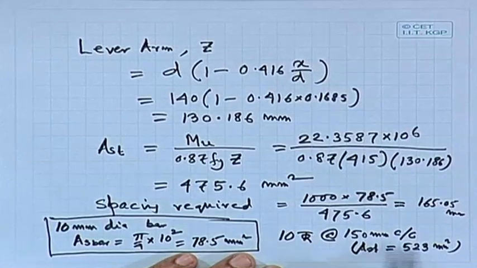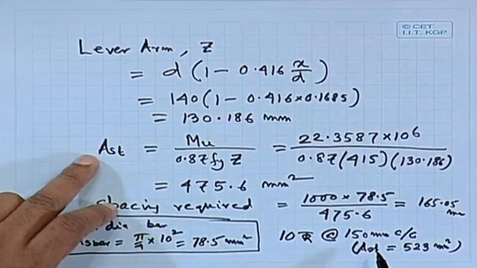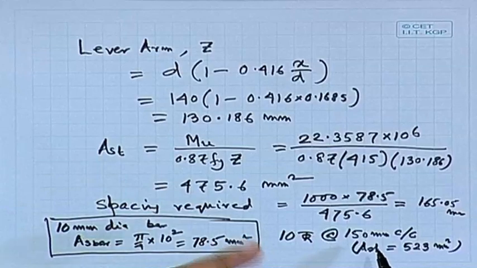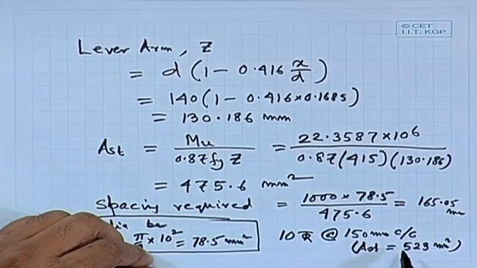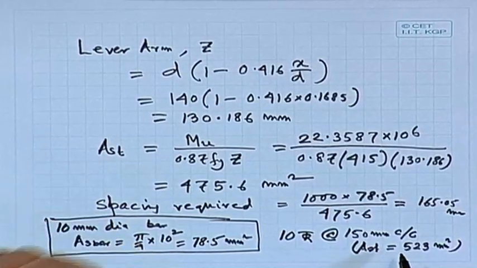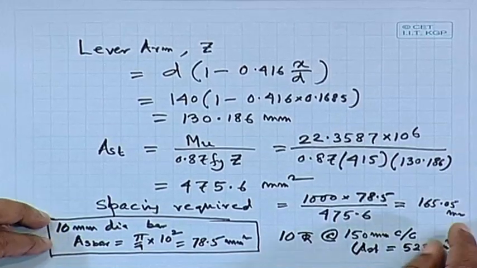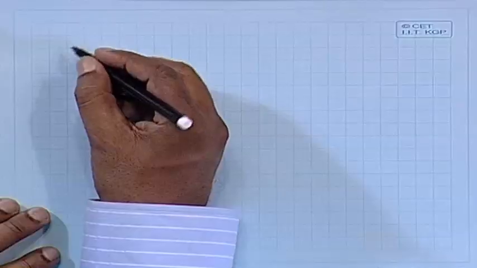So, this is your 10 torr at the rate of 150 millimeter center to center, area of steel provided, and area of steel computed. One is computed, another one is provided. So, you have to check how much you are actually providing. So, you are providing here 523. Okay. So, now we can check.